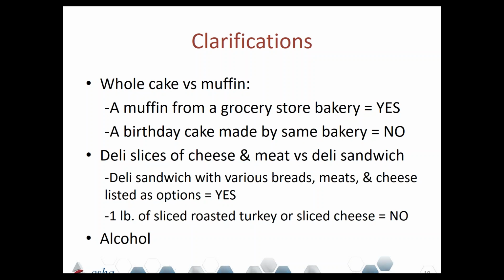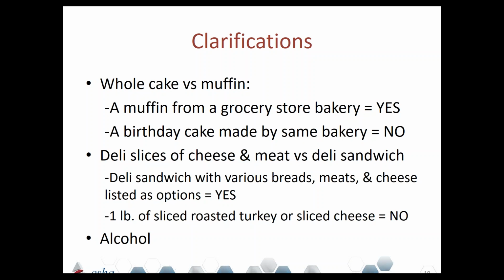So let's say you go to the same bakery, and from the same bakery you buy a muffin, and you also buy a birthday cake. The muffin, you're going to either eat right there or quickly after walking away, so that muffin needs to have the caloric information required. A birthday cake, you're going to take home and share with multiple people, maybe eat over a longer period of time. So a birthday cake would not be required to have the caloric information.